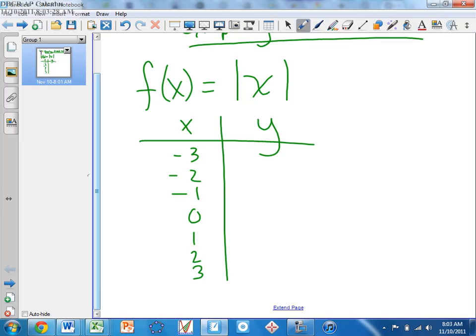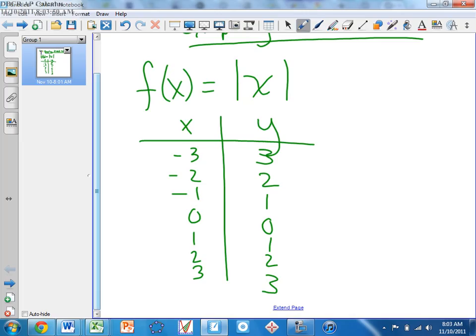You said everybody. So, everybody, what's the absolute value of -3? 3. -2? 2. -1? 1. And on the other side? 0, 1, 2, 3. So what do you notice about all the y values in this case? They're all positive, right? They're all positive.